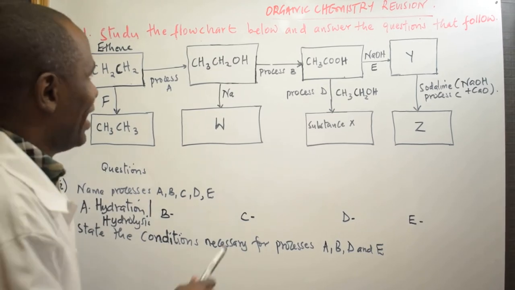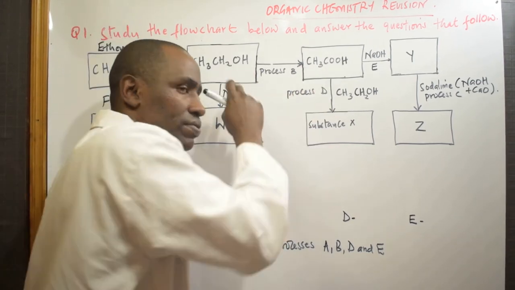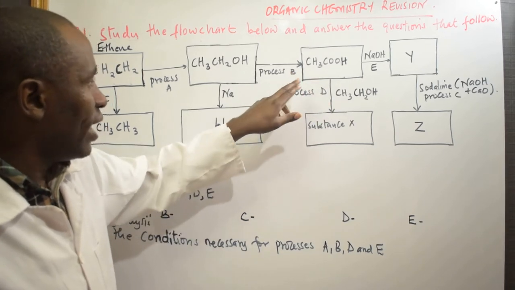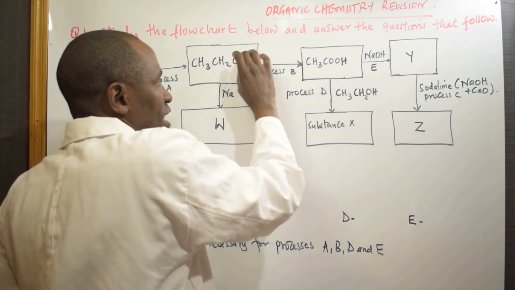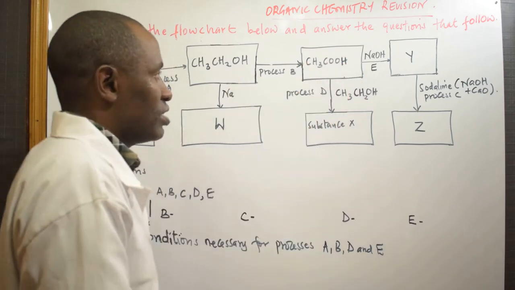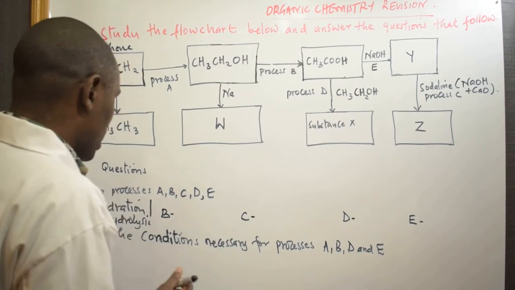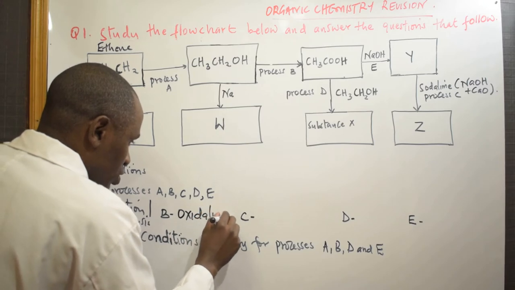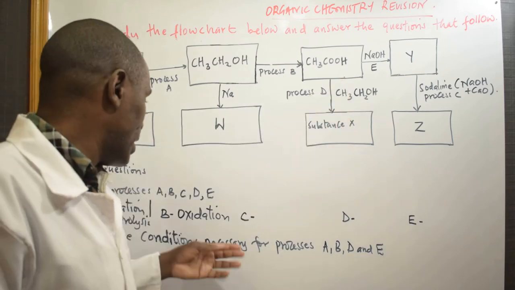Now, let's get to B. B here is a process where we are getting ethanoic acid from ethanol. What you realize here is that I'm adding an oxygen. If you look at the alkanols, we have one oxygen, while in an alkanoic acid there are two oxygens. Therefore, we are adding oxygen, and the process we are going to call oxidation. Now, then, let's go to C.